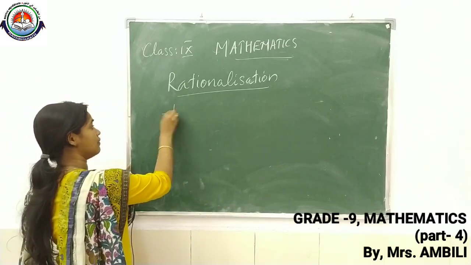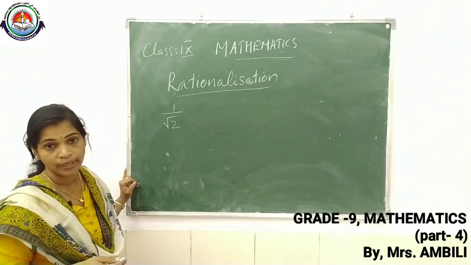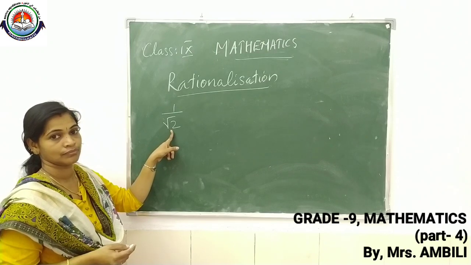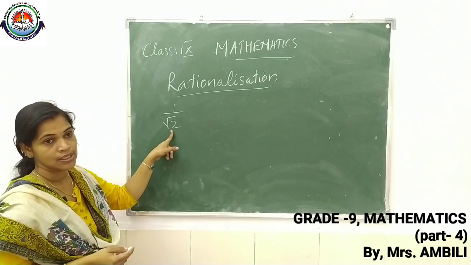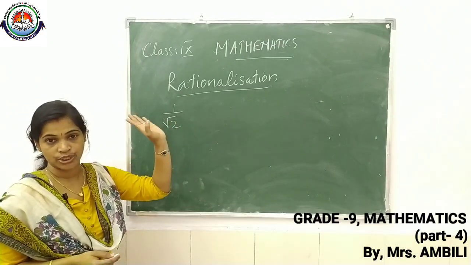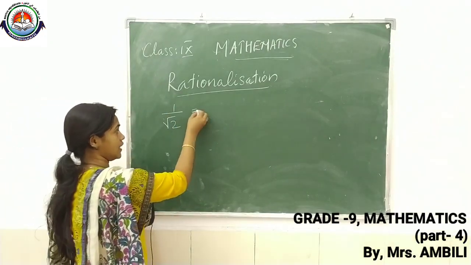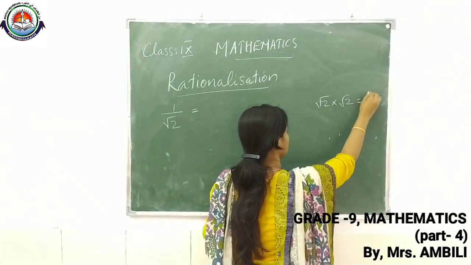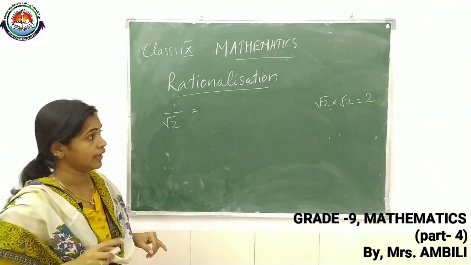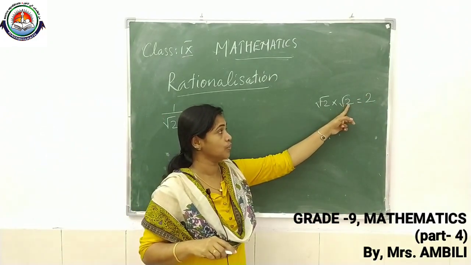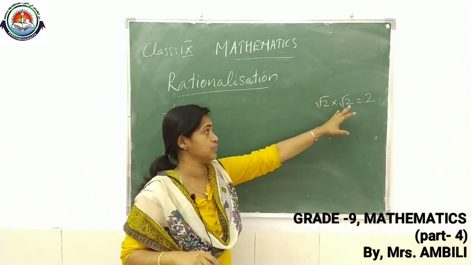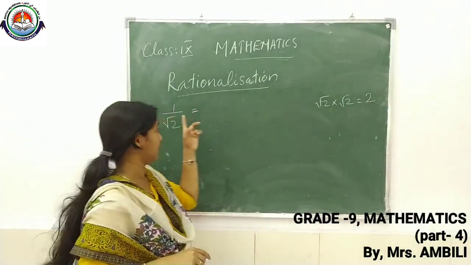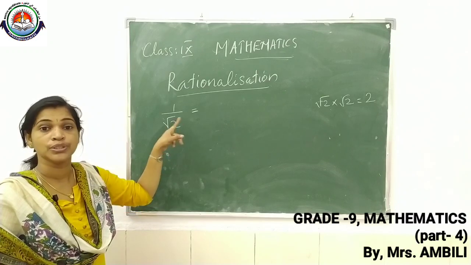When we are rationalizing, if the denominator contains one term, we can take the same example, 1 by root 2. Here the denominator has only one term. How do we change this into a rational number? We know that root 2 into root 2 equals 2. When you multiply root 2 by another root 2, we get a rational number. Root 2 and root 2 are irrational numbers, but when we multiply these two, we get a rational number.